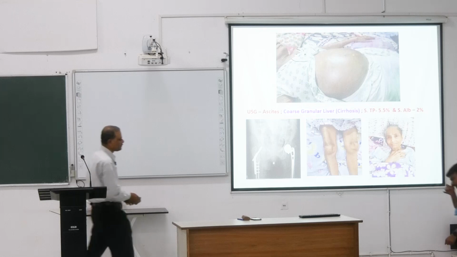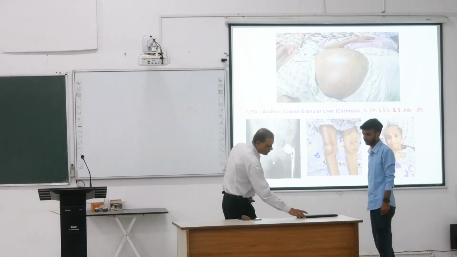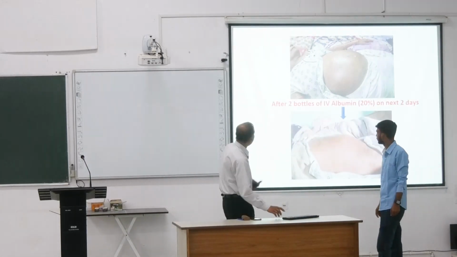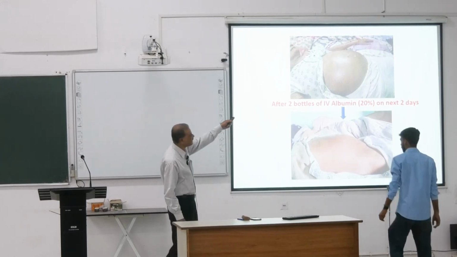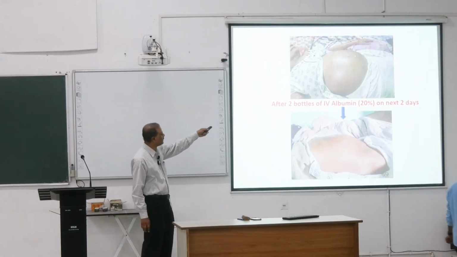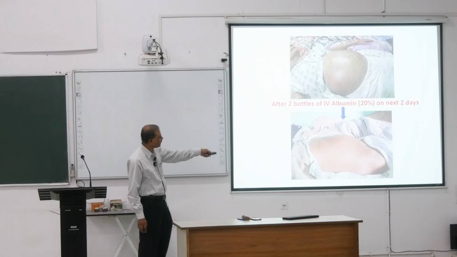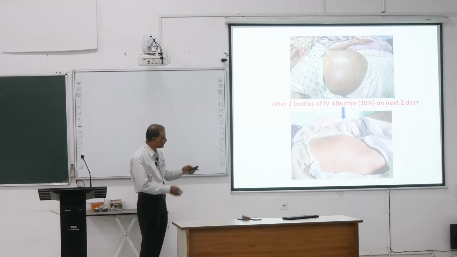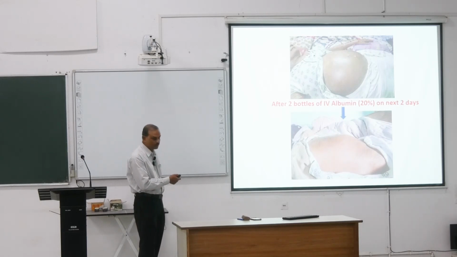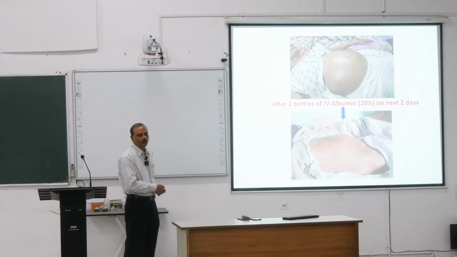So next day, I gave 2 bottles of IV albumin, 20%. On the next 2 days, can you see the size of the abdomen? It reduced. This much reduction is not possible with oral albumin.